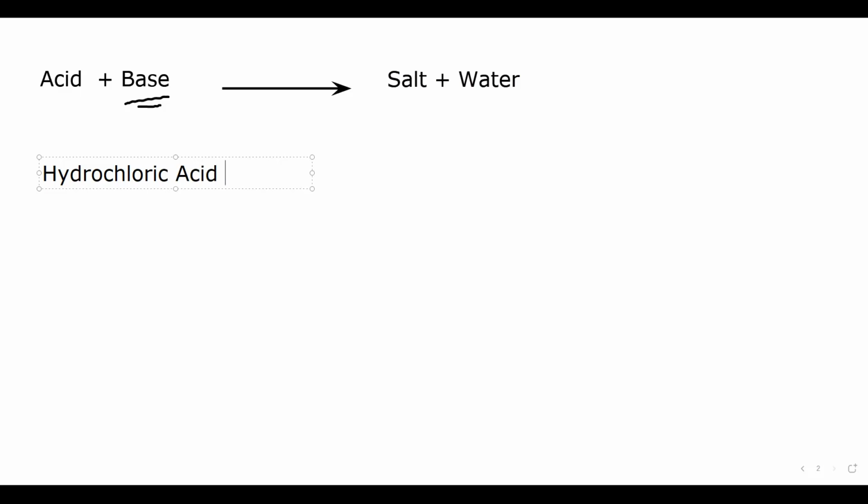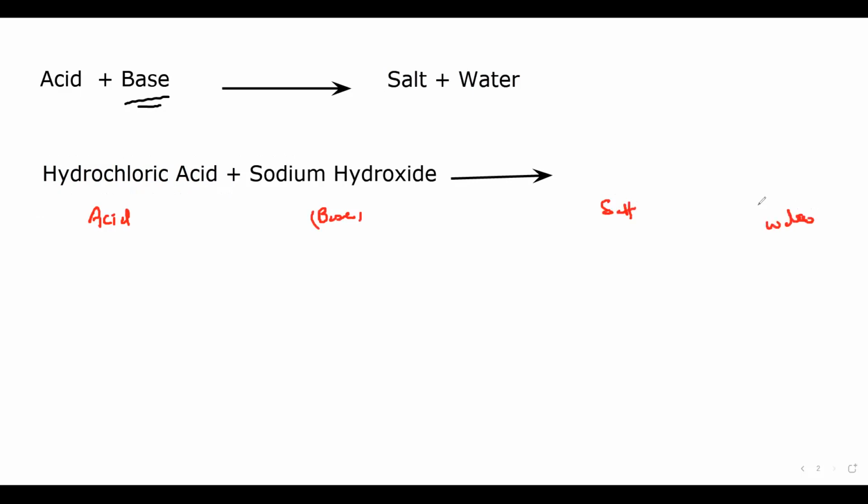And it is reacting with sodium hydroxide. So hydrochloric acid plus sodium hydroxide, what will be the product whenever acid reacts with a base? Hydrochloric acid is an acid here, and sodium hydroxide is a base. So whenever acid reacts with a base, what is the result? It results in the formation of salt and water.